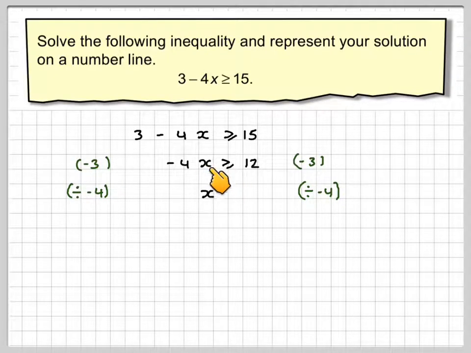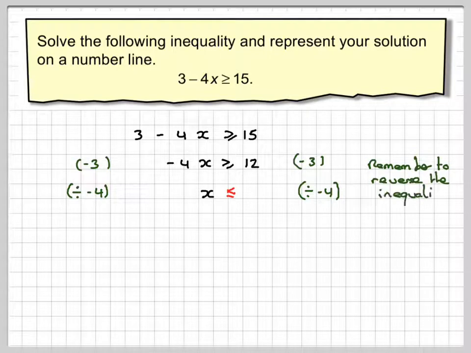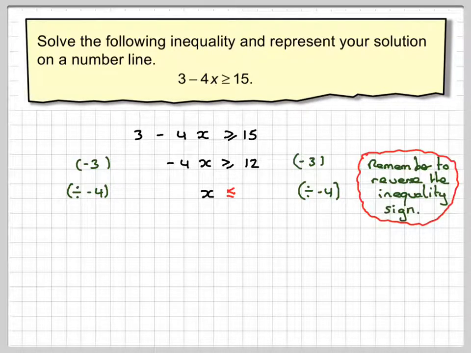Now, dividing by a negative number means that we need to reverse the inequality sign. So you need to remember to reverse the inequality sign, and then 12 divided by minus 4 will give me minus 3. Now we need to draw a number line.